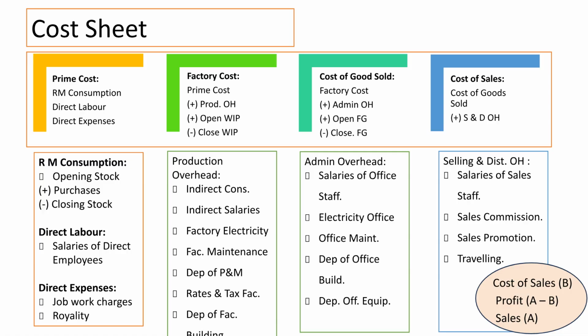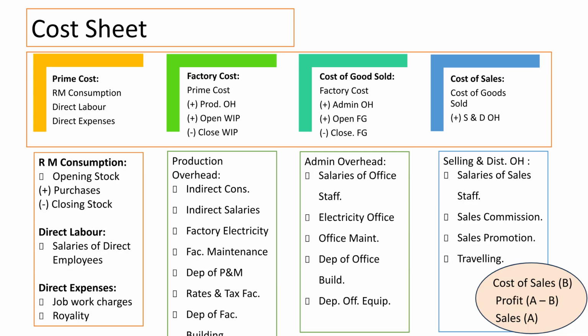After prime cost, we need to calculate factory cost. To calculate factory cost, we take the value of prime cost, add production overhead to it, and adjust the opening and closing work in progress. Production overhead includes consumption of indirect consumables, indirect salaries, that is salaries of supervisors and managers involved in production, electricity of factory, maintenance of factory, depreciation of plant and machinery, depreciation of factory building, etc.